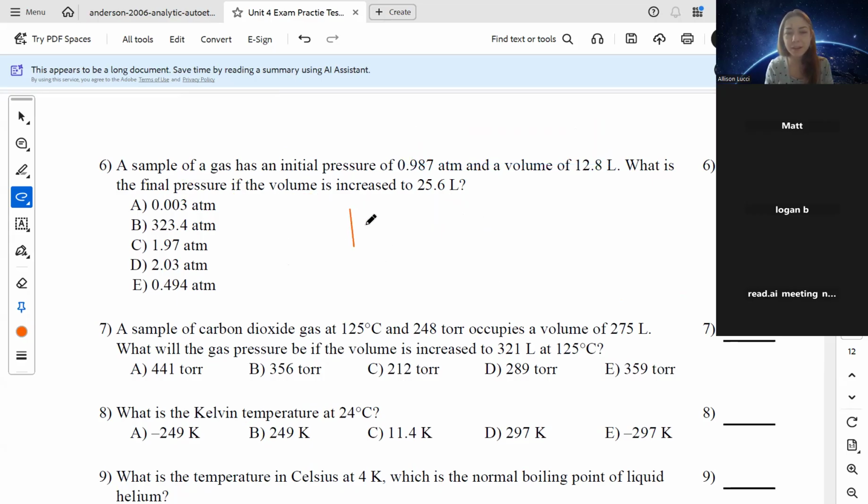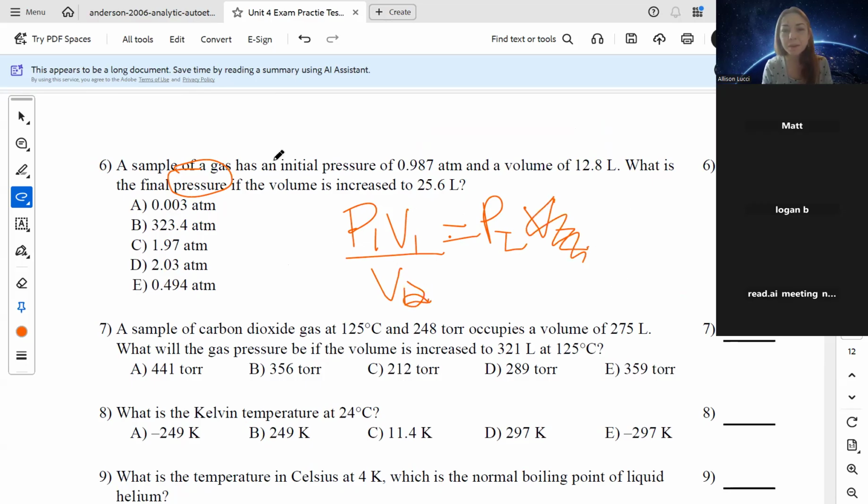Let's see if we can set up a P1 V1 equals P2 V2 scenario here, and then we're going to solve for our P2. So we know that we would have to divide P1 V1 by V2 to get P2 by itself. So this would look like 0.987.